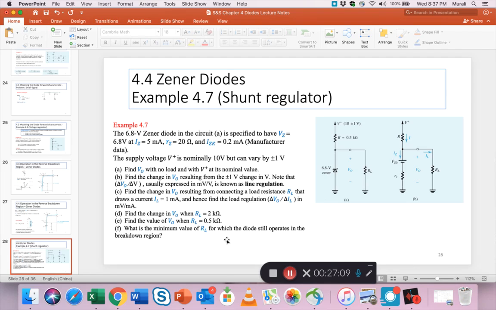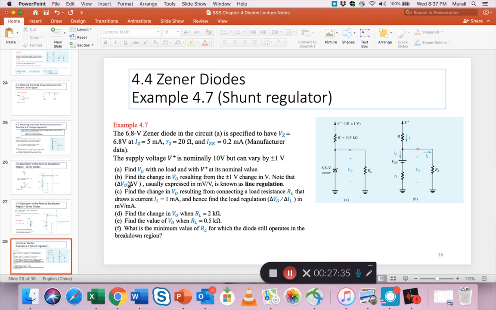And it's a regulator. So what is the diode circuit being asked to do? The supply voltage is nominally 10 volts but can vary by plus or minus 1 volt. So there's a 10% variation possible in the supply voltage. So given the 10%, how can we minimize that 10% variation going to the load, is the question.